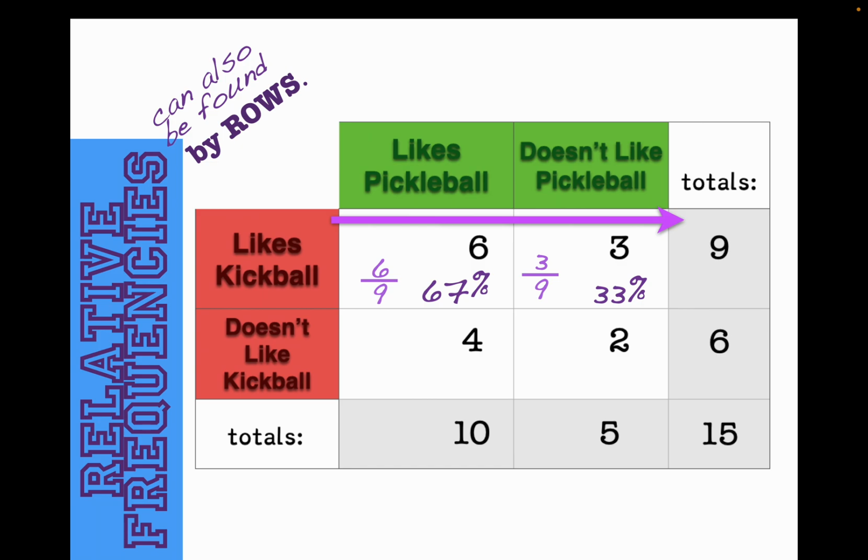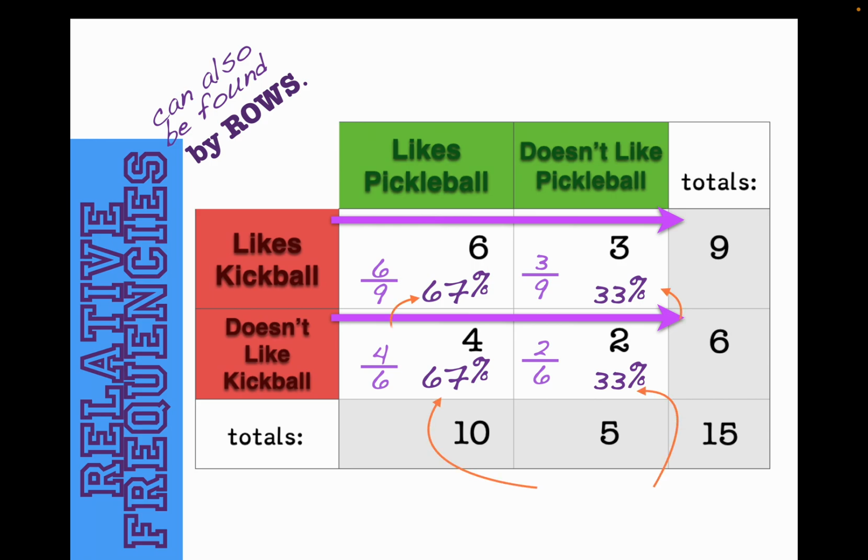And if we did relative frequency with the other row, can you see what my ratios would be? So there are 6 total people who don't like kickball. 4 out of 6 do like pickleball. That's 67%. 2 out of 6 don't like pickleball. That's 33%. All right, this is relative frequencies. It's just finding percents on a two-way table.